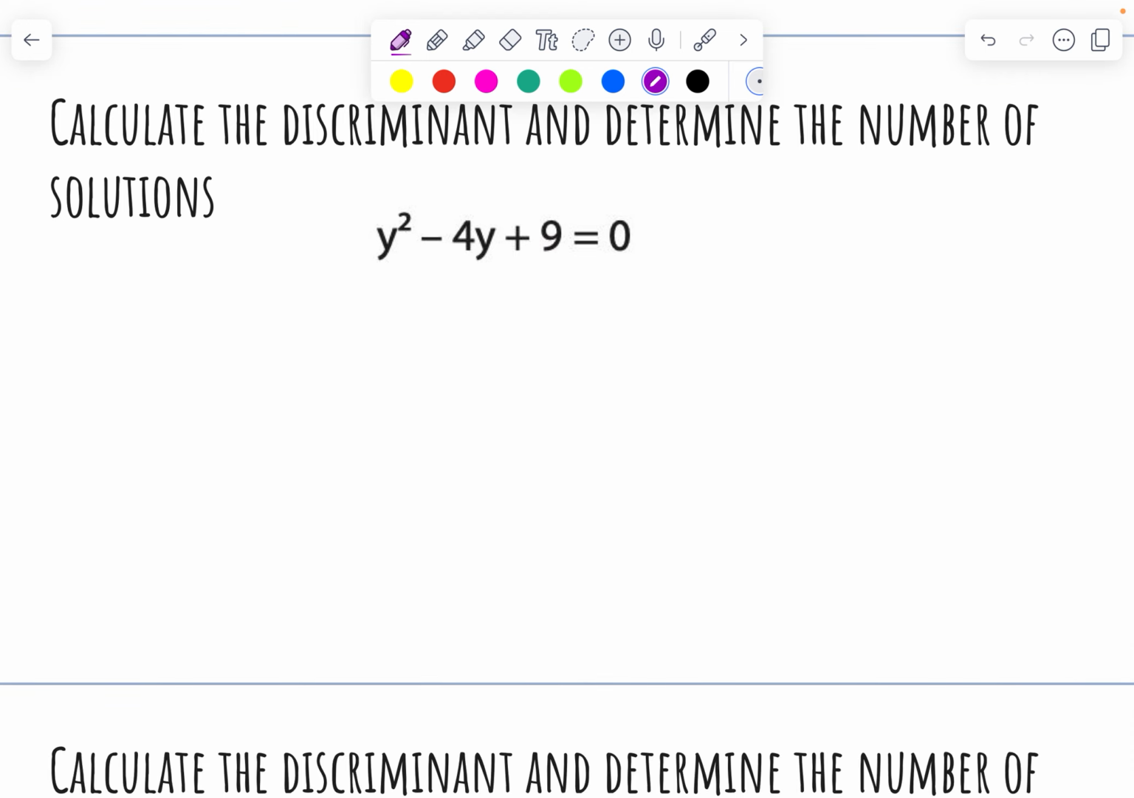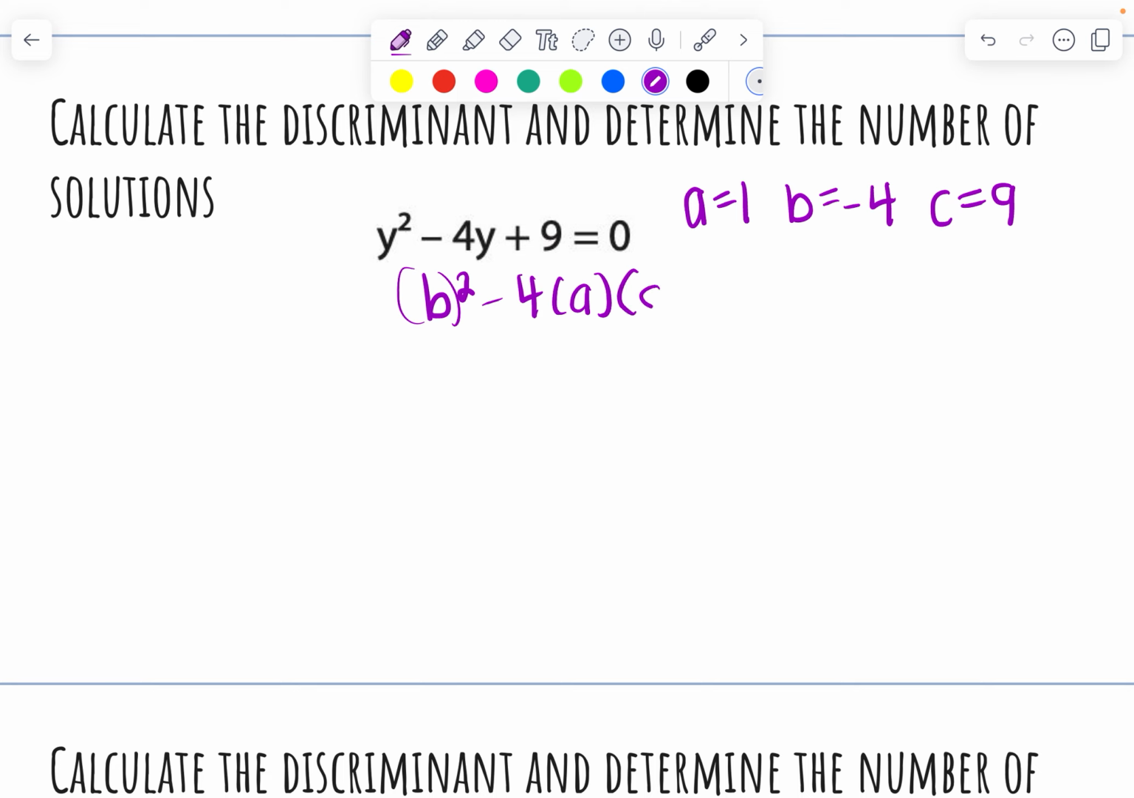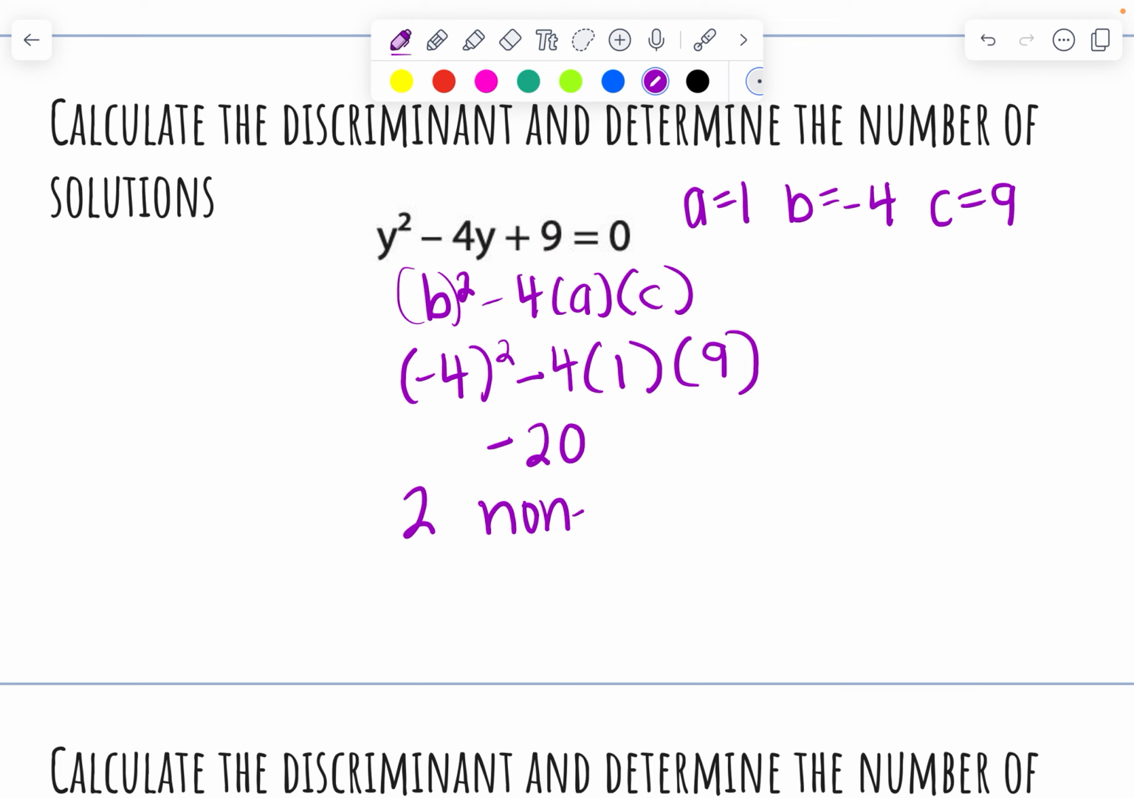Y squared minus 4y plus 9. Here, A is 1, B is negative 4, C is 9. So again, B squared take away 4 times A times C would be negative 4 squared. It's especially important that you put that negative 4 in parentheses. You'll get a different and wrong answer if you don't. Minus 4 times 1 times 9. If you put that in your calculator, you would get negative 20. And we said if the discriminant was negative, there are two non-real roots.